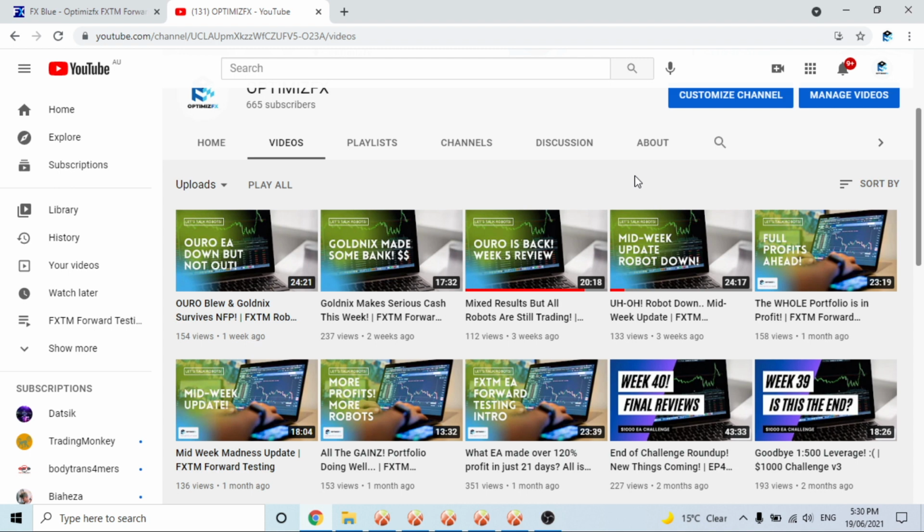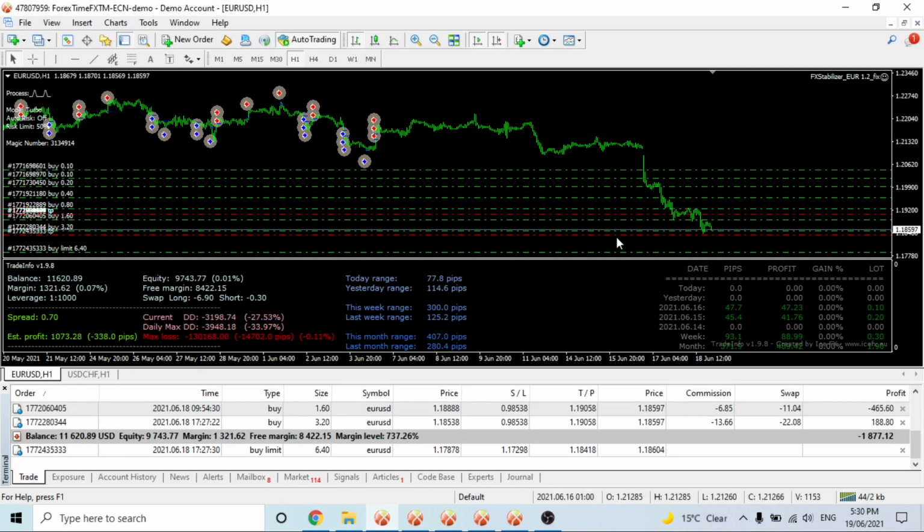Okay, so with all that said and done, I'm not going to waste any time. We're going to have a look at the first 5 robots, then I'm going to close them and come back with the other 5. So first up, let's have a chat about FX Stabilizer, and we can see here that it is trading the H1 time frame.